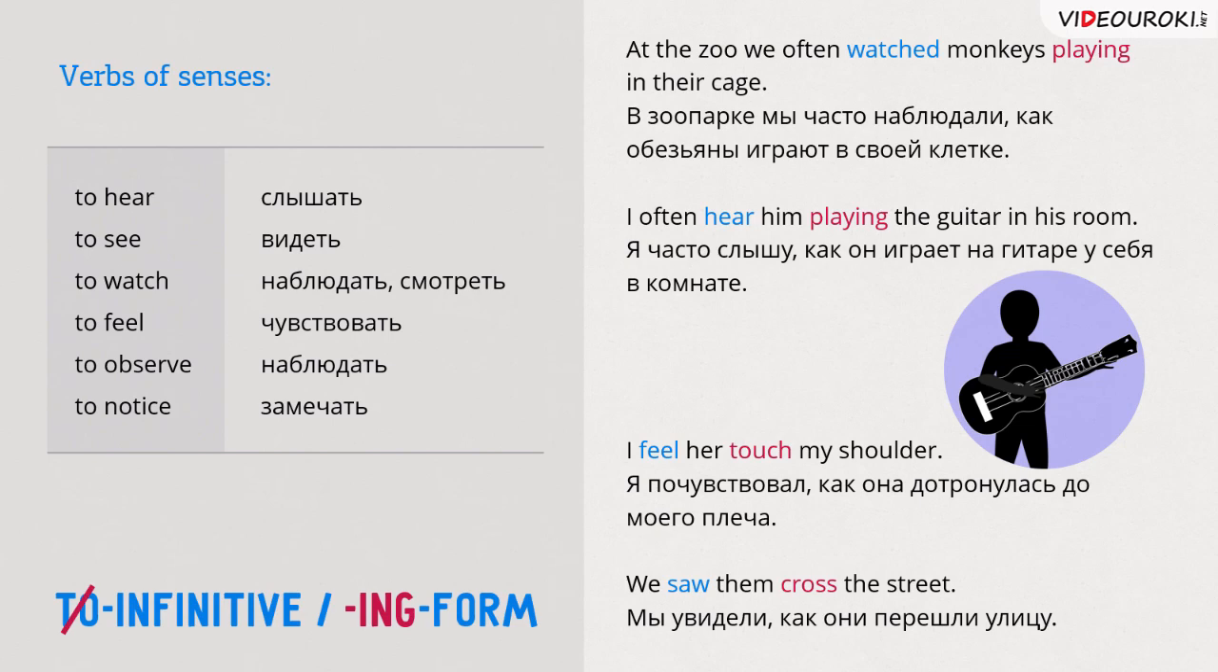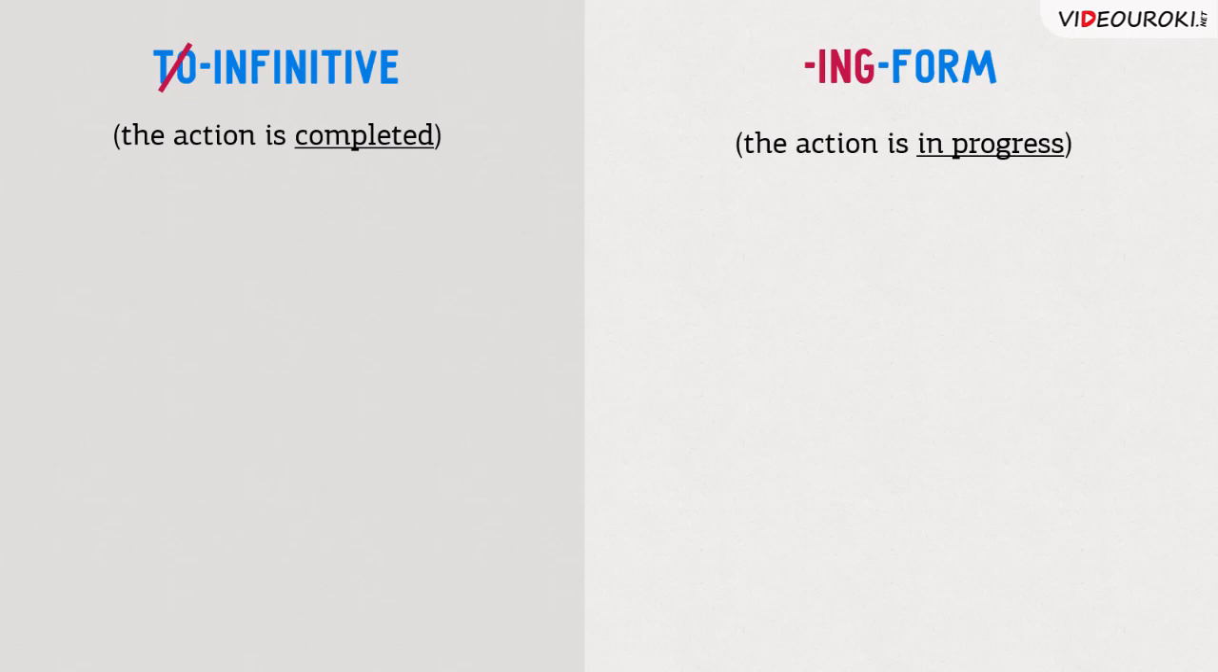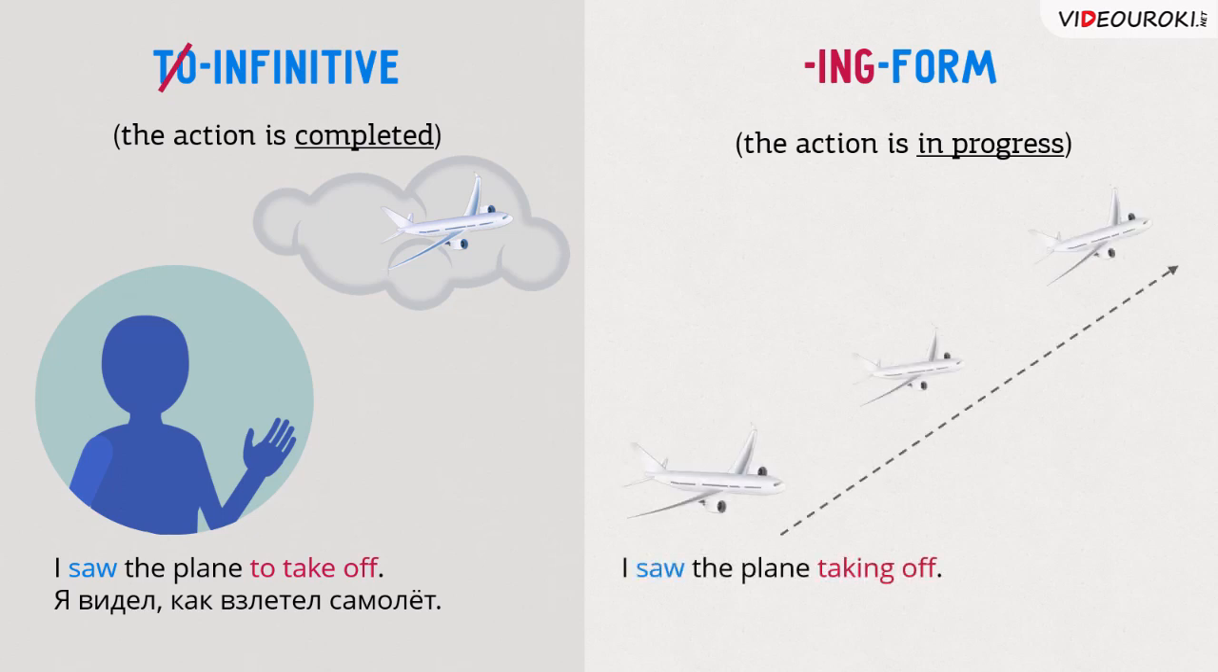After these verbs, we use either the infinitive without to or the -ing form. We use the infinitive without to when the action is completed. We use the -ing form when the action is in progress. Compare. I saw the plane take off. Я видел, как взлетел самолет. I saw the plane taking off. Я видел, наблюдал, как взлетал самолет.